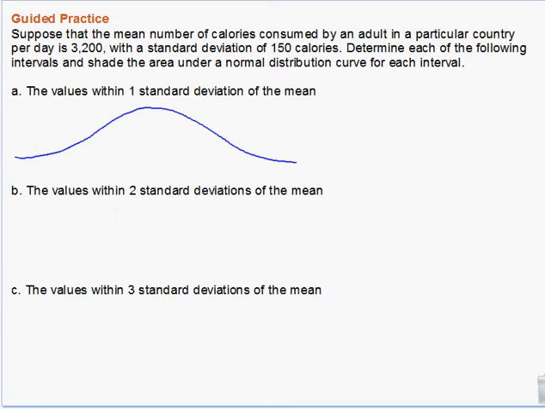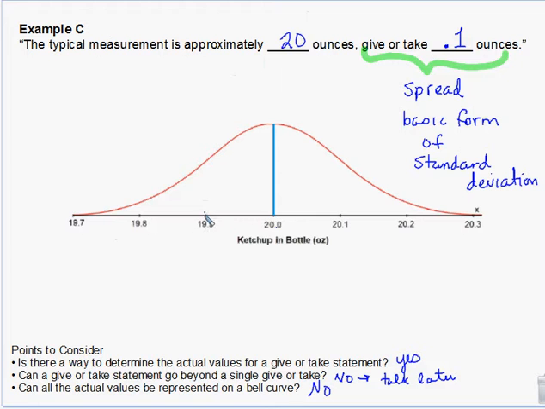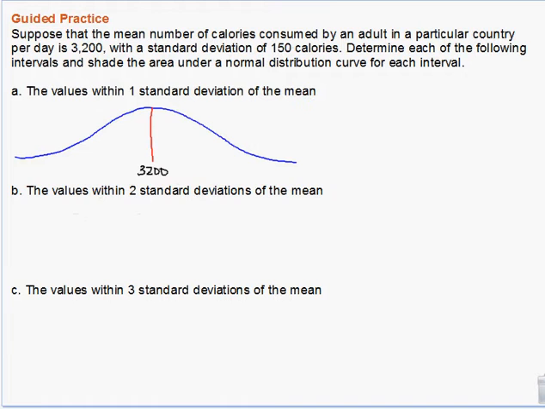Down the center of the curve, at the tallest point, you put a line. This is your average, your mean. So in our case, that is 3,200. Now we want to find our values within one standard deviation of the mean. These are going to be most of the data. How do we calculate that?